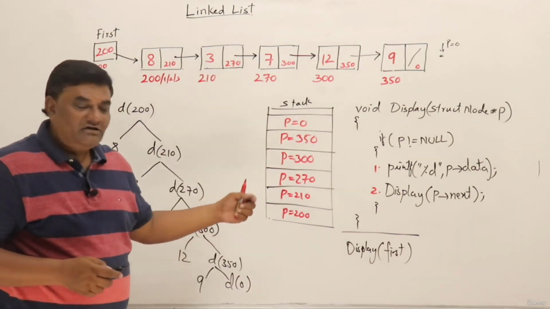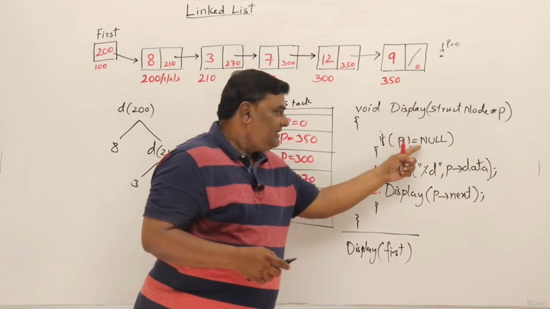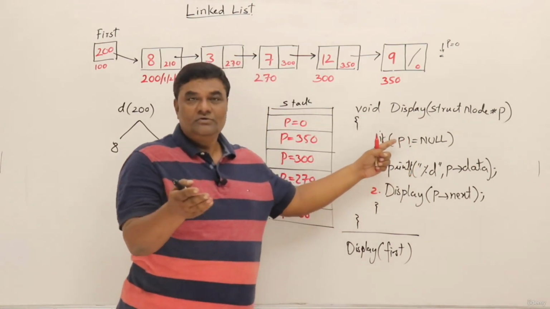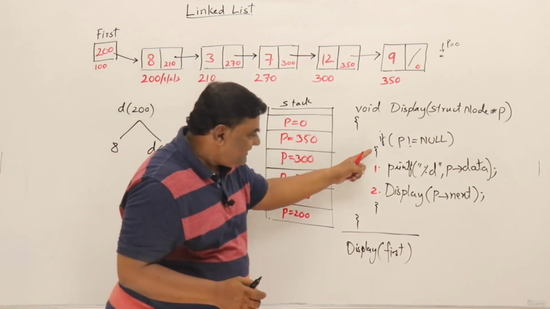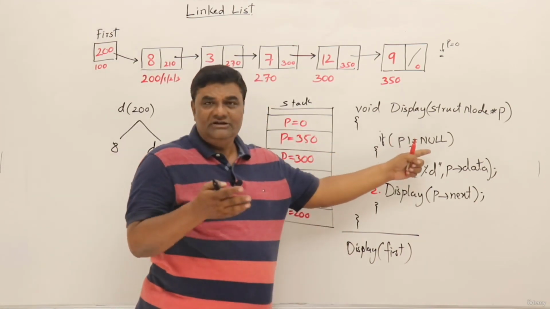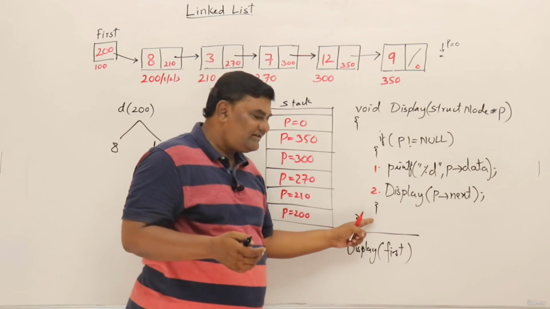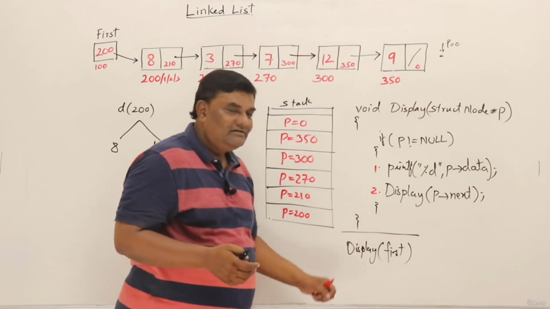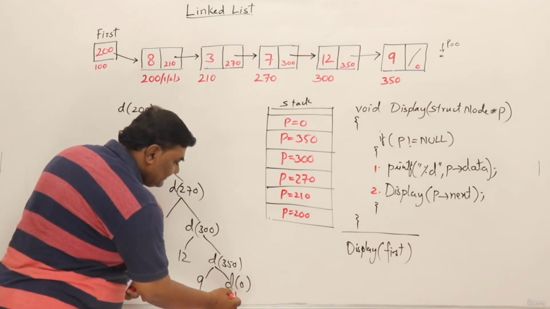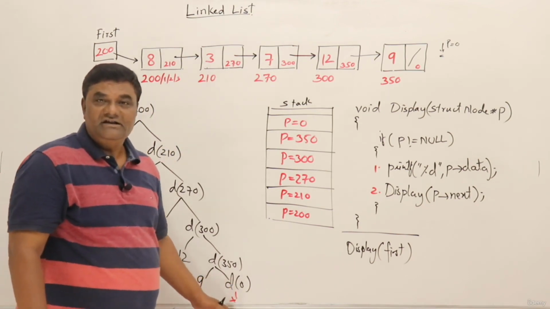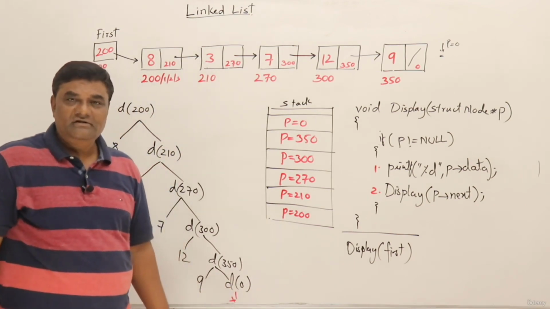So again a fresh call. Is P not equal to null? No, it is equal to null. P is equal to null, so it will not enter inside. P not equal to null means false, and false means don't enter inside. Exit. So the function exits. This call will terminate without doing anything.